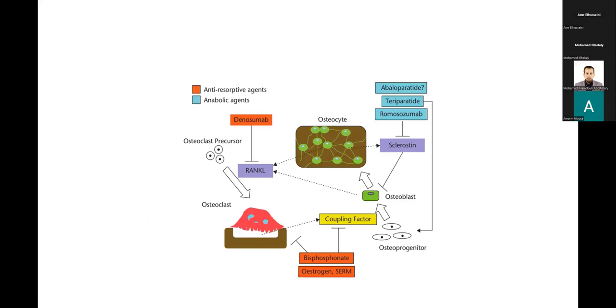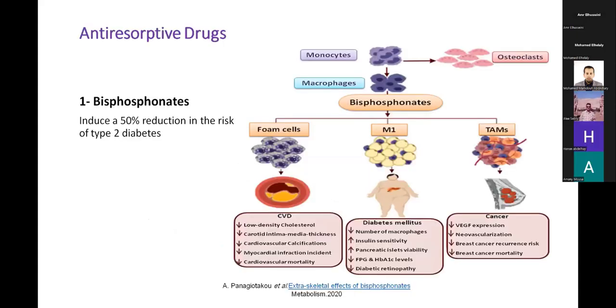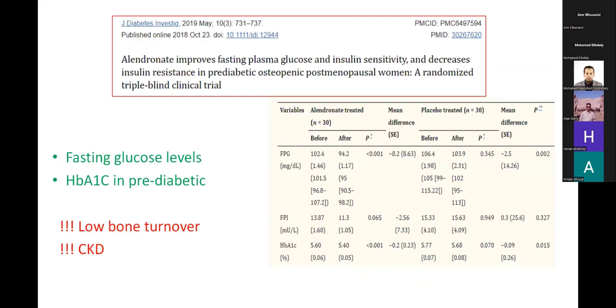As we know, osteoporotic treatment is classified into either anti-resorptive agents, which prevent bone resorption, or anabolic agents, which stimulate bone formation. For anti-resorptive drugs, bisphosphonate was found to have a pleiotropic effect in the body. It has an anti-cancer effect and modifies lipid metabolism and carbohydrate metabolism. In some studies, it was found to reduce the risk of diabetes by up to 15%. Also, in this meta-analysis, it was found to decrease the fasting blood glucose level and hemoglobin A1C in pre-diabetic postmenopausal women.